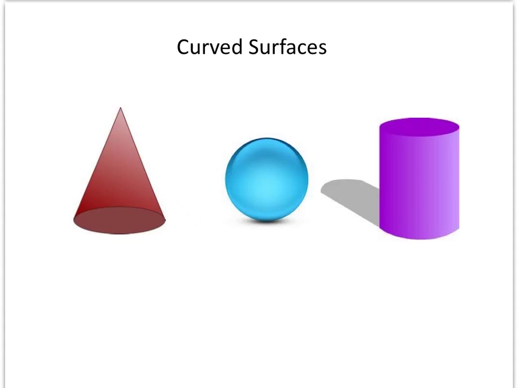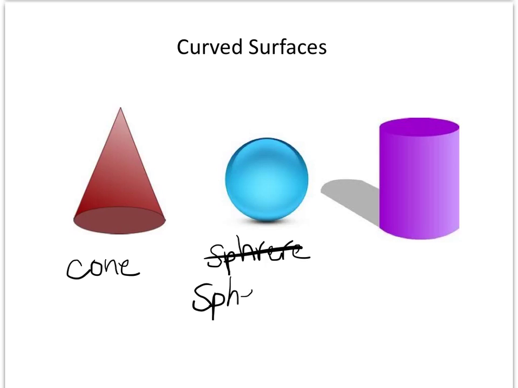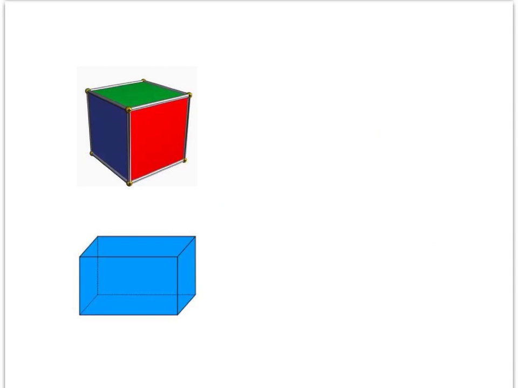Okay, we've got some special 3D shapes that have curved surfaces. This one here is called a cone, where we've got a circle as the base, and that just looks like an ice cream cone upside down. We have a sphere, which is just like a ball. Sorry, I've spelled that wrong. Sphere, S-P-H-E-R-E. And the last one here is a cylinder, and often we see cylinders in food packaging and cans and things like that.